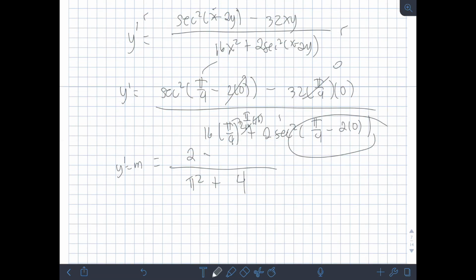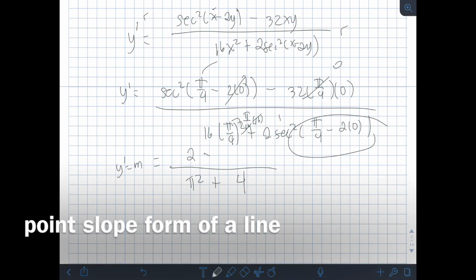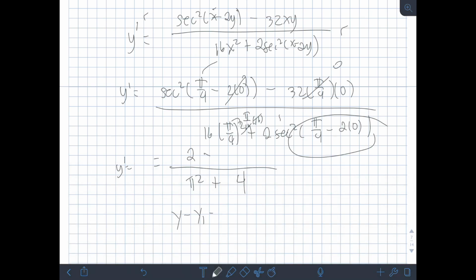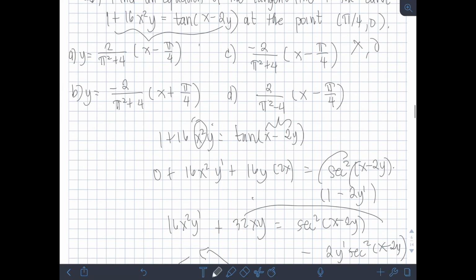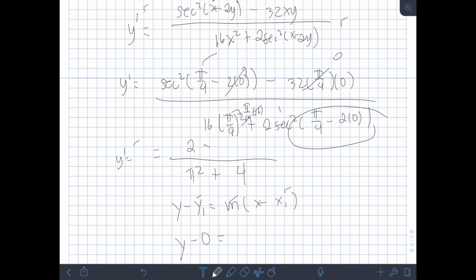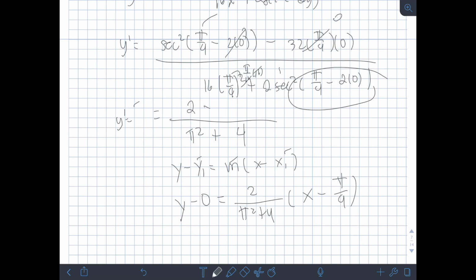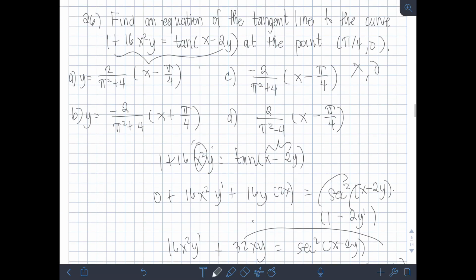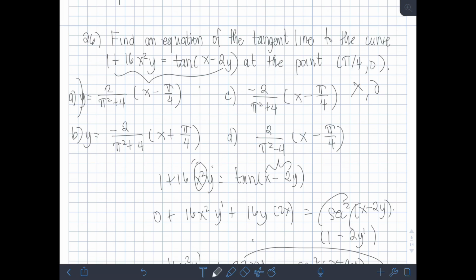So, next, gamitin naman natin yung point-slope form ng equation ng line. So, di ba y minus y sub 1 is equal to m, yung slope, times x minus x sub 1. Yung m, itong y prime. Tapos, yung given natin na point na pi over 4, 0. So, we have y minus 0 is equal to m natin na 2 over pi squared plus 4 times x minus x sub 1 is pi over 4. So, therefore, ito na yun. y is equal to 2 over pi squared plus 4 times x minus pi over 4. So, the answer is letter A. Okay?